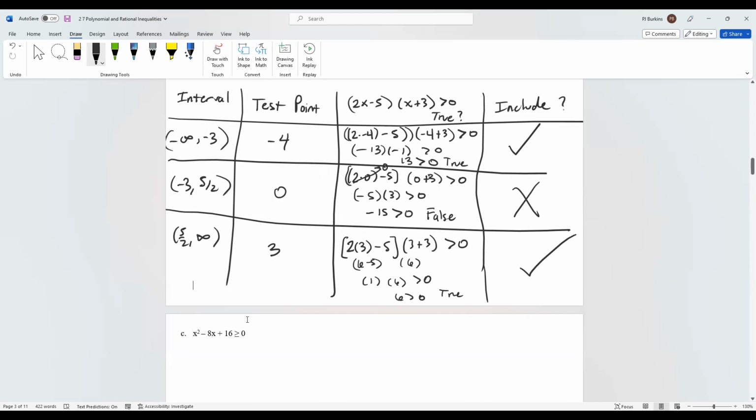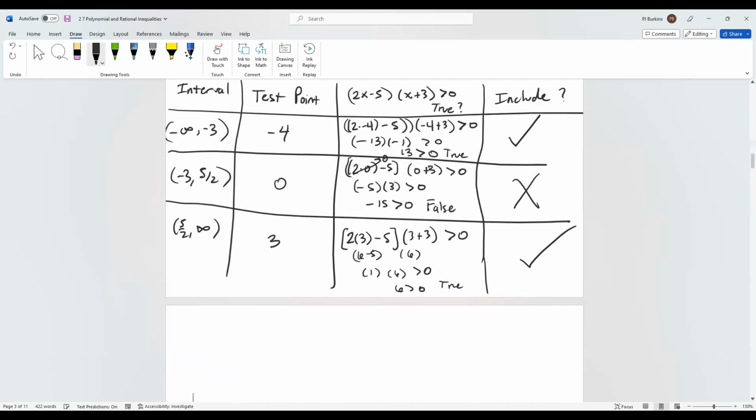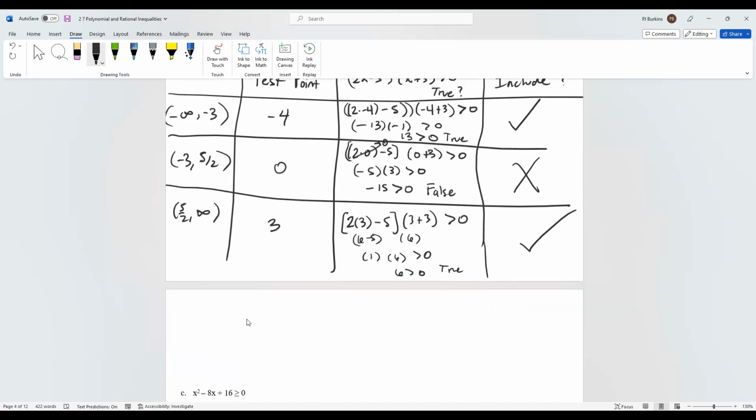Just move this down here slightly. So our solution set is the interval negative infinity to negative 3 union with 5 halves to infinity.